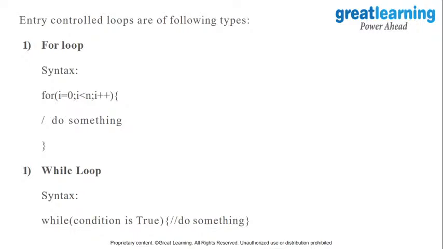Now what is the difference between for loop and while loop? In a for loop, everything will be in a single line: the initialization, the termination, and the updation. But that is not the case when you talk about a while loop.